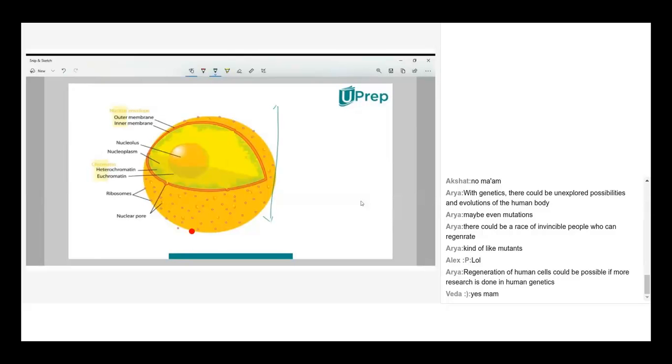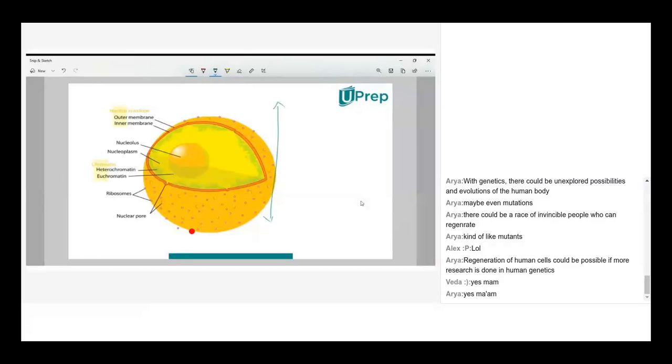Just a few concluding points only. Vacuoles. Two important points are there regarding vacuoles. Vacuoles are the sac-like structures inside plant cell. They will be big vacuole, very prominent vacuole in plant cell.